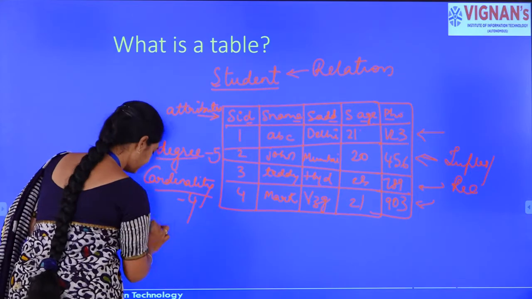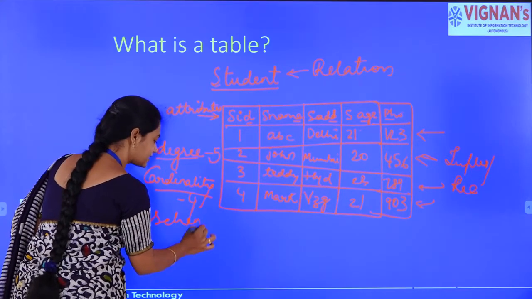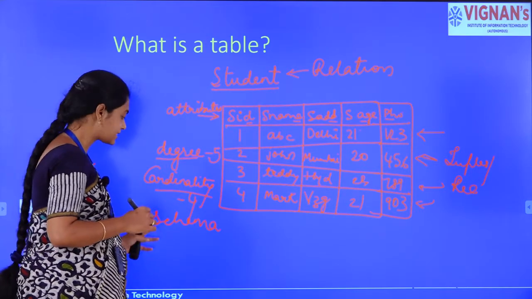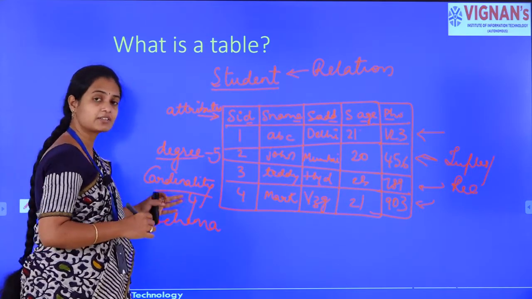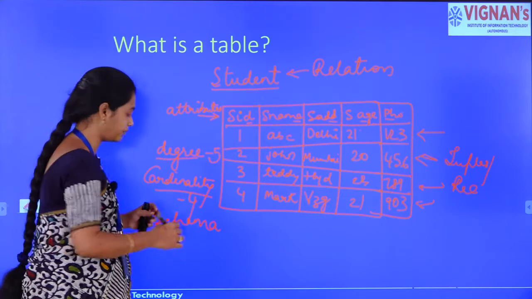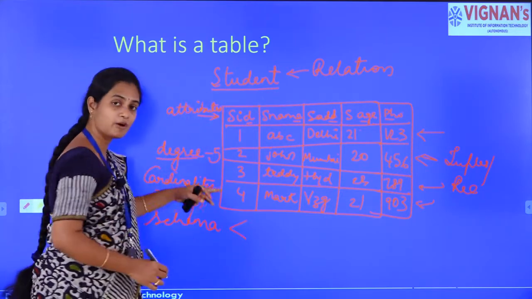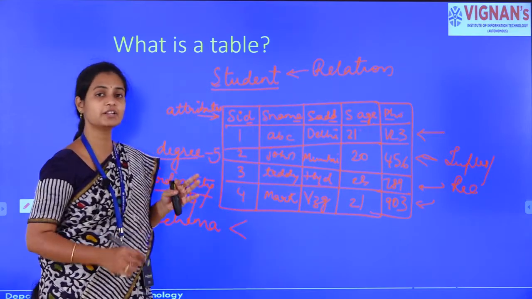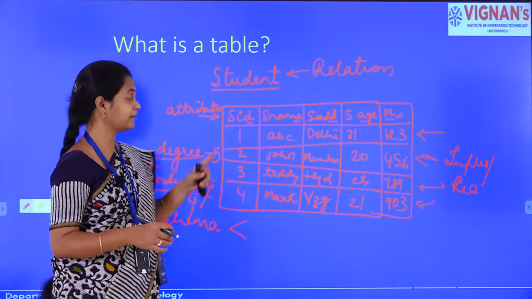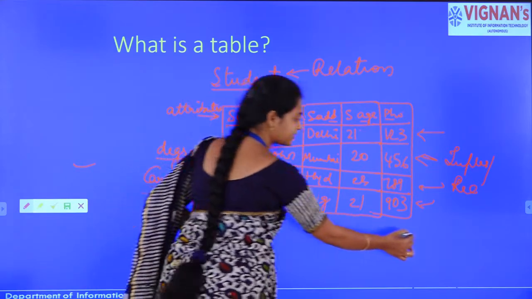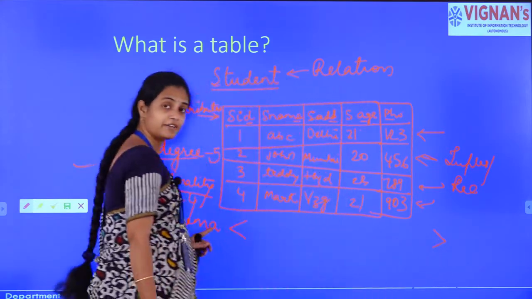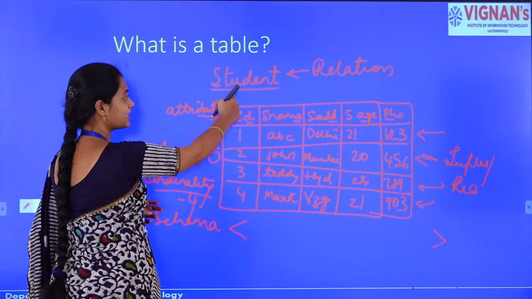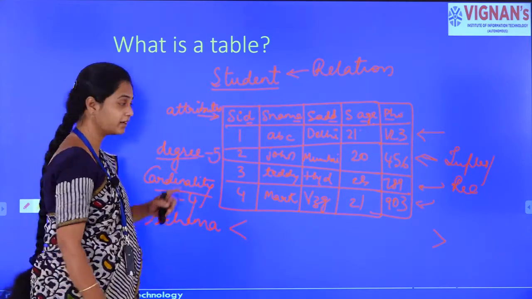So then we need to know about the schema of a relation. This schema will tell you the name of the relation, what the different attributes in the relation are, and what the data type of each attribute is. Generally the schema is included within the greater than and less than symbols. Now what is a schema? What is a student schema here?